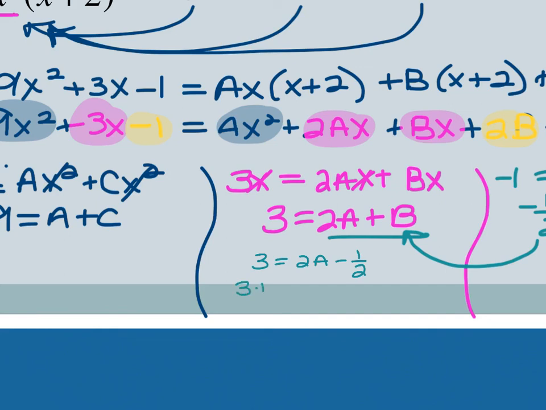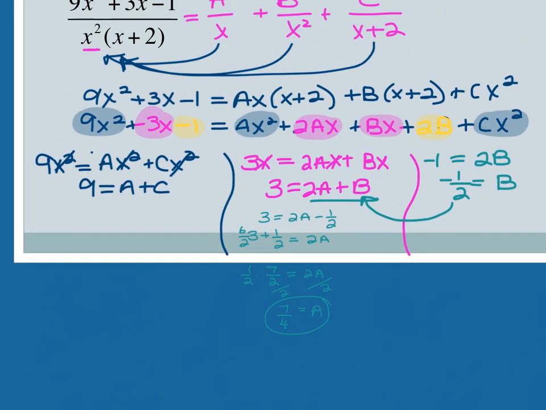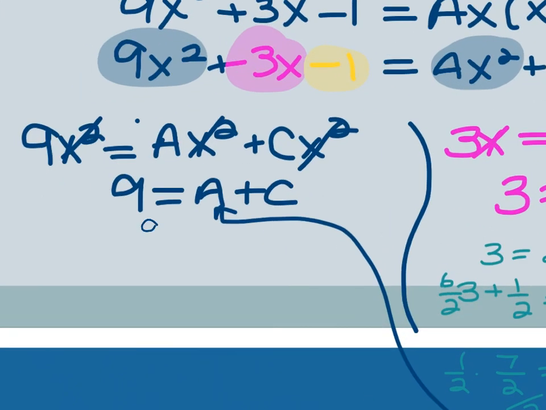Add the 1/2 to the other side. 3 plus 1/2 would equal 2a. This becomes 6 over 2, so 7/2 equals 2a. And then divide both sides by 2, which is multiplying by 1/2. And I get a is 7/4. Then I want to go over to the first one and plug a into here. So 9 equals a, which is 7/4, plus c. Subtract the 7/4. 9 becomes 36/4 minus 7/4. That's 29 over 4 equals c.